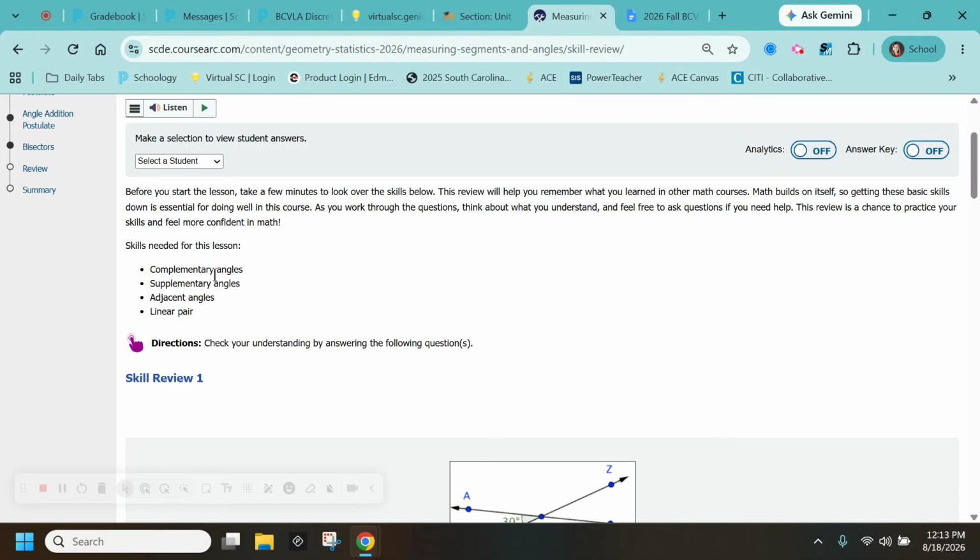So skills needed for this lesson, if you refer back to 1.01, we talked about complementary angles, two angles adding to 90. Supplementary angles are angles that add up to 180. Adjacent angles are angles that are next to each other, and a linear pair is two angles that form a straight angle, and they are also adjacent, and they are supplementary.